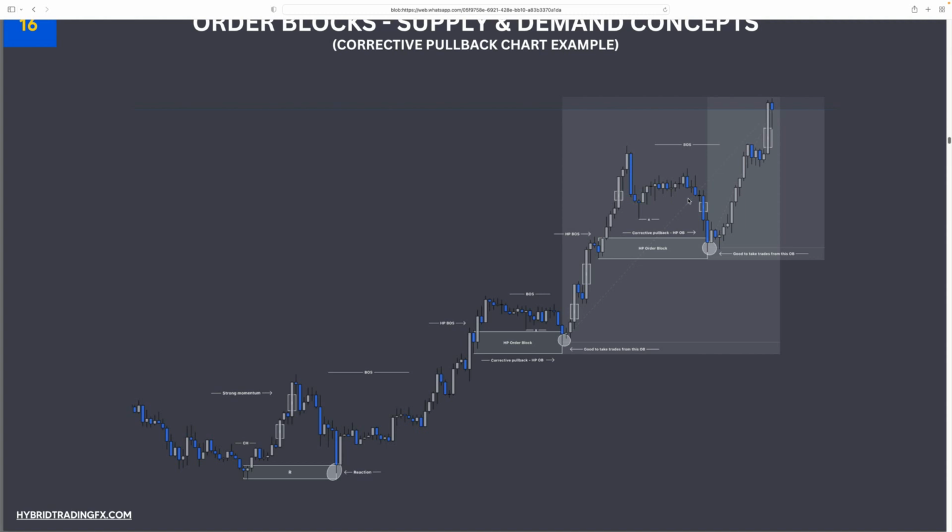GBP pairs, especially GBP USD, are really good. When you have one retrace and a second retrace, 1, 2 or 1, 2, 3, those kinds of setups on GBP pairs are beautiful. So I would rather execute my trades on this type of setup than this longer descending one.